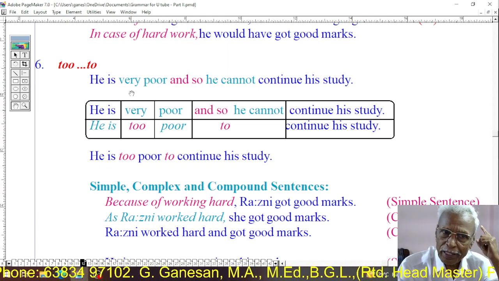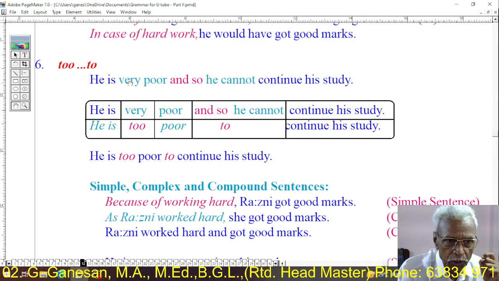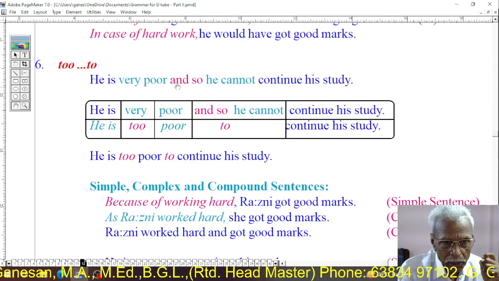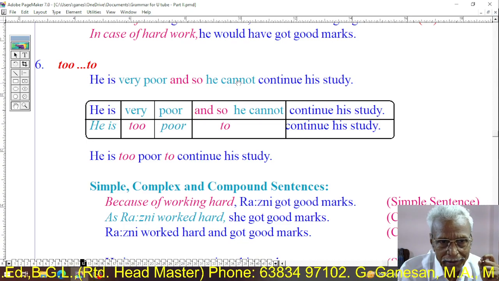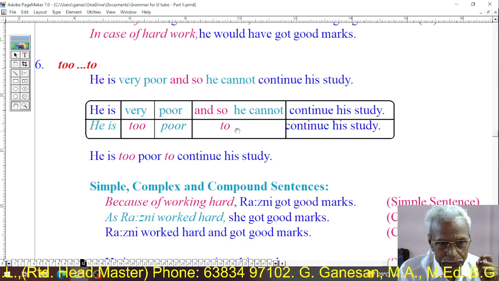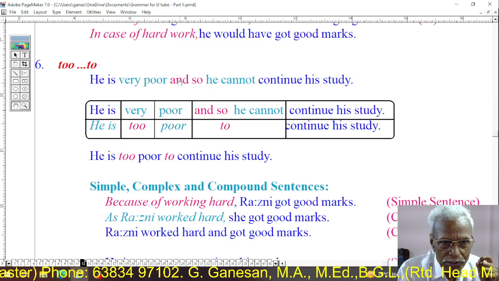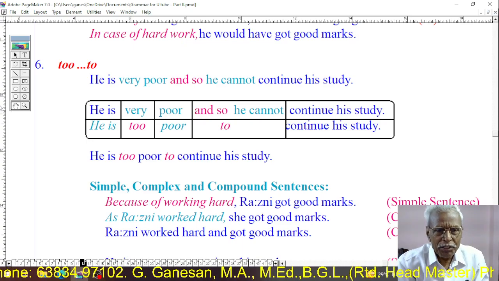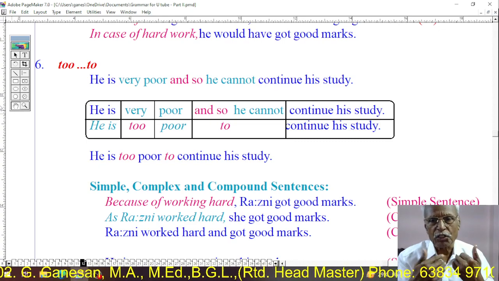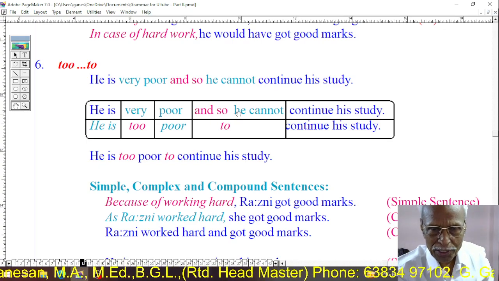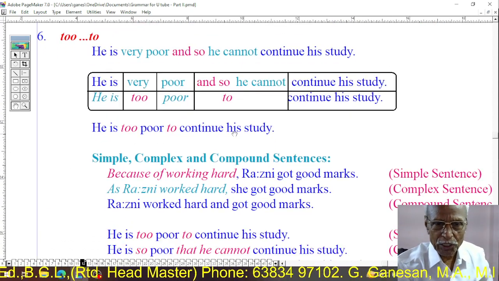Here, we remove "very" and use "too", and remove "and so he cannot" and replace it with "to". He is very poor, and so he cannot continue his study. He is too poor to continue his study. The first is a compound sentence. This is a simple sentence.